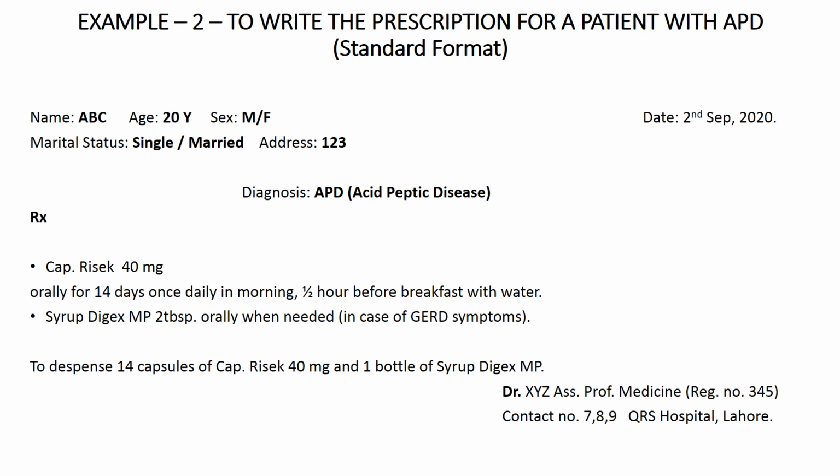Syrup Digex MP 2 tablespoons orally when needed in case of GERD symptoms. It is an adjunct. This is a part of transcription. After that, subscription comes, in which you will instruct the pharmacist to dispense 14 capsules of Ryzek 40 mg and 1 bottle of syrup Digex MP. Then you will write your name, registration number, contact number, and the hospital along with the city in which the doctor is prescribing the drug.